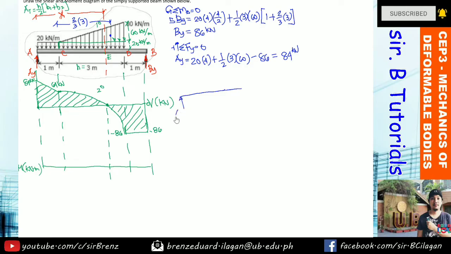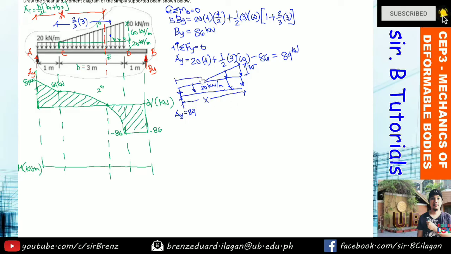Kung saan dito, sabi nga, meron kang AY, which has a value of 84. And then you have here a uniform load, which has a value of 20 kilonewton per meter. And then sa taas niya, meron siyang triangular load. So, ang gagawin ko, I will set this in the value of omega. Okay, so again, this distance is equivalent to x.